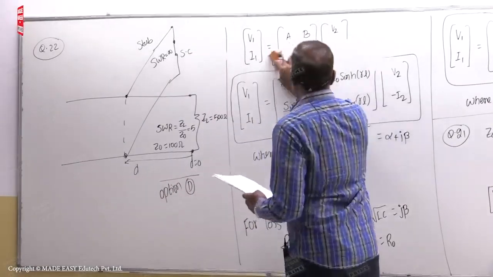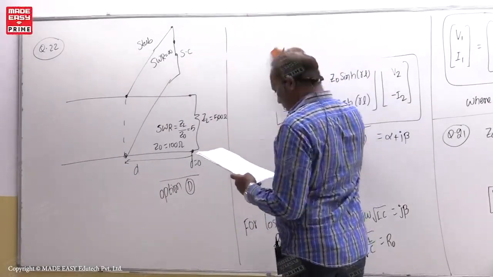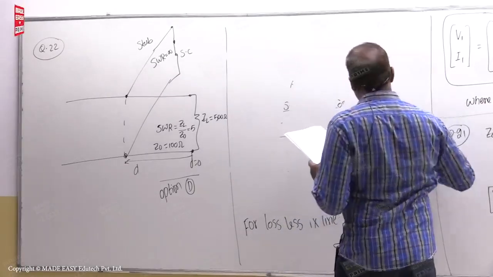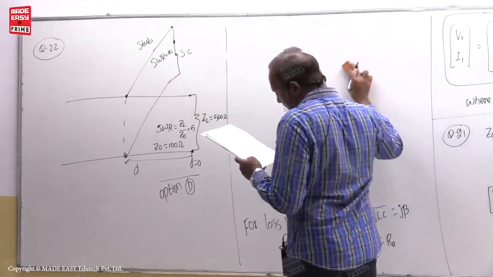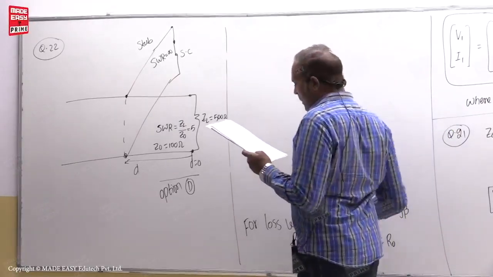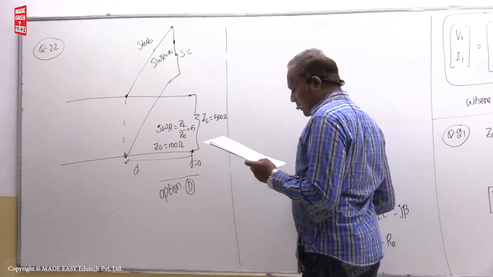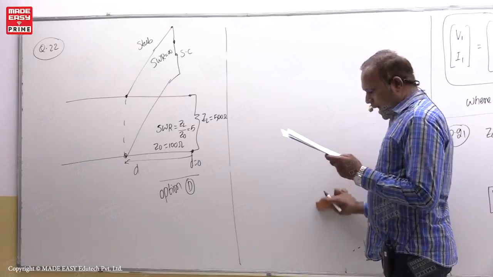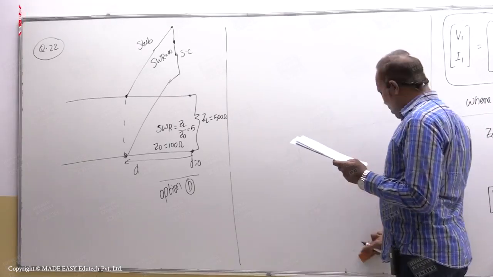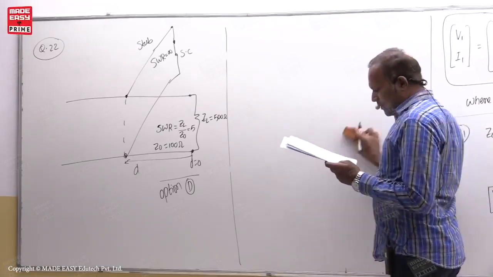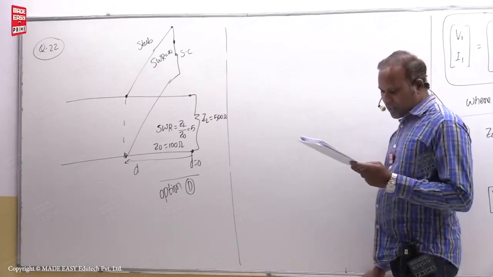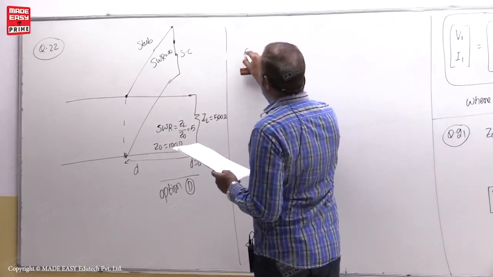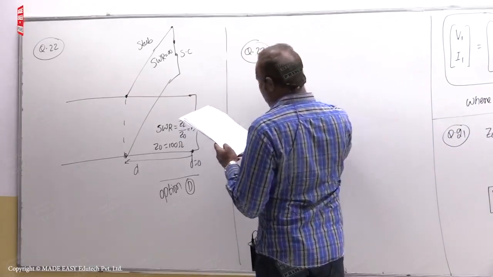Next question. A 75 minus j40 ohm load is connected to a coaxial line of characteristic impedance 75 ohm at 6 megahertz. The load matching on the line can be accomplished by connecting. Actually, it is a complex load, students. A short circuited stub at a specific distance from the load end. That is the answer.